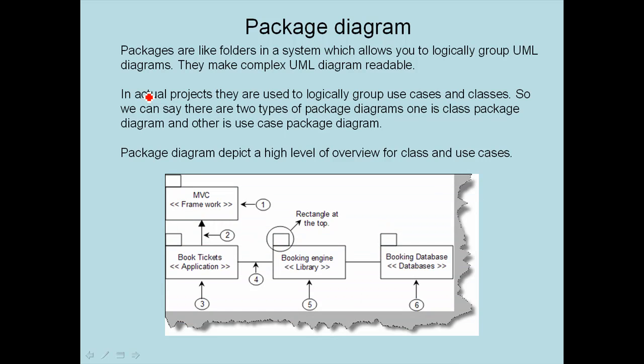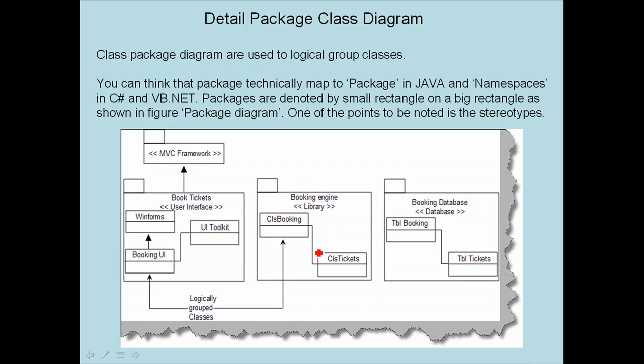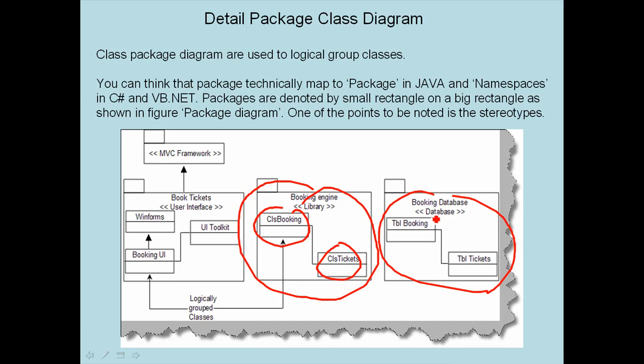For instance, you can see over here that I have a booking engine package diagram, with a booking engine package, a book tickets package, a booking database package and an MVC package. Now what does this really mean? My booking engine is comprised of two classes, CLS booking and CLS tickets. My booking database package is comprised of tables, TBL tickets and TBL booking. So I have shown a package and then shown what can be contained in the package. So I've logically grouped the classes.